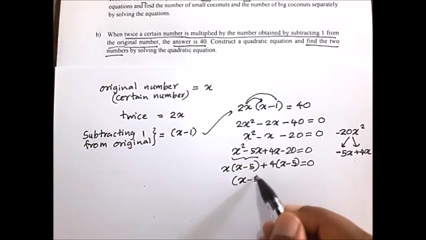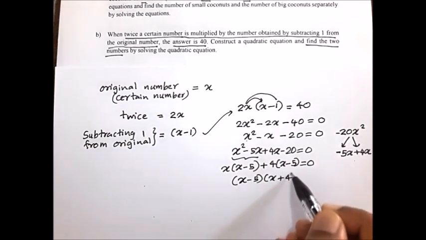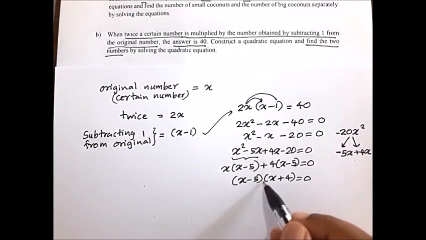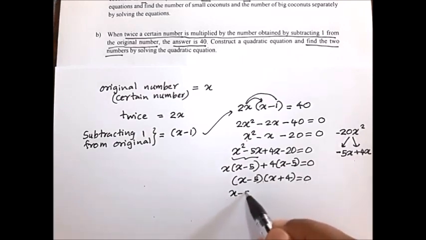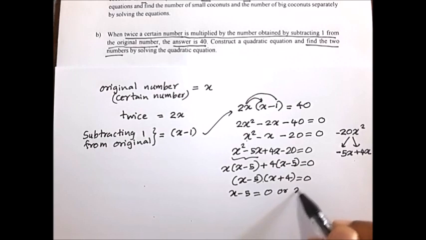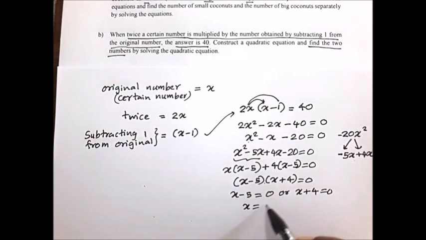Factors are x minus 5 and x plus 4. When you multiply these two factors, it is equal to 0. So, x minus 5 equals 0 or x plus 4 equals 0. Take minus 5 to the right side, x equals 5, or take plus 4 there, it becomes minus 4. This is the answer for part B.